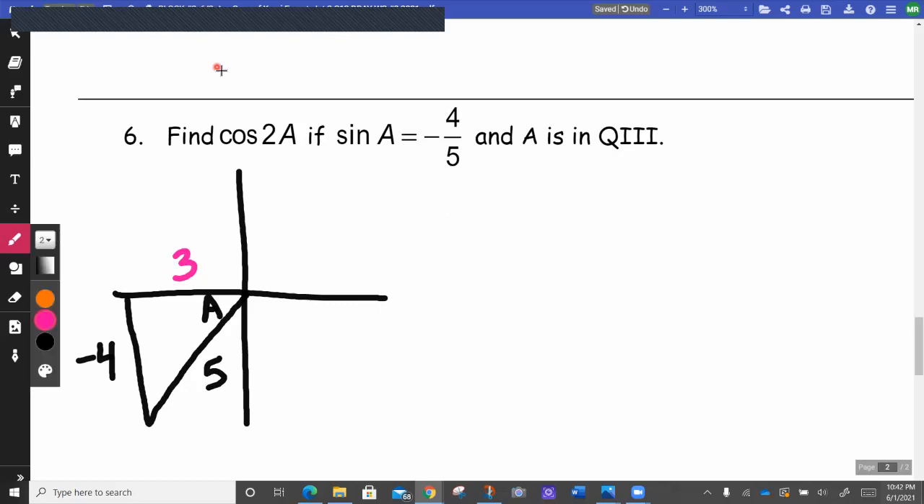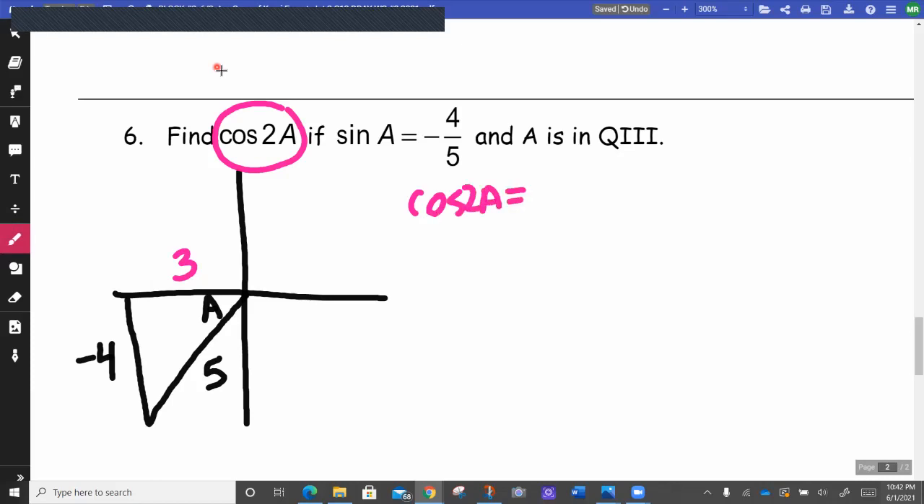So I have a couple of different formulas for cosine of 2A. So I have cosine of 2A is equal to, and let me get that paper up.